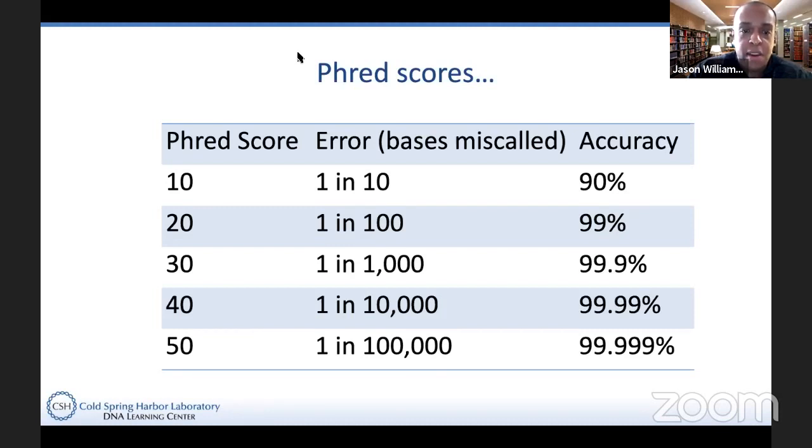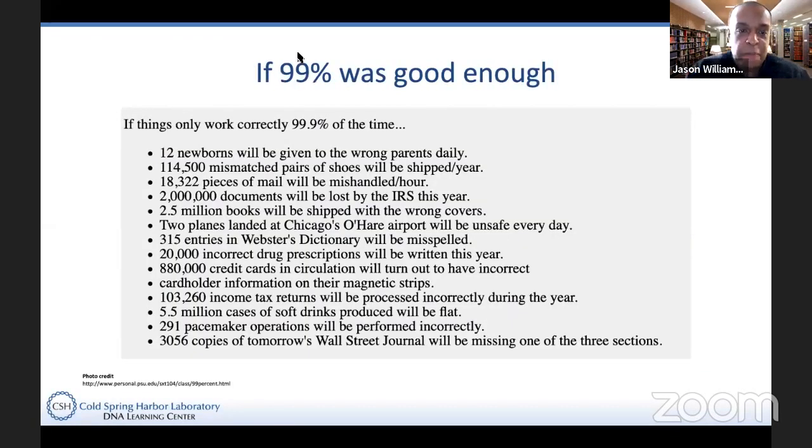And so even a very small amount of error, if it's not accurate to a very high degree, it's not enough. So I always like this slide, which is if 99% was good enough. In fact, this is actually if 99.9% was good enough, 12 newborns would be given to the wrong parents every day. There would be 100,000+ mismatched pairs of shoes. Your mail, 18,000 pieces of mail would be mishandled every hour.